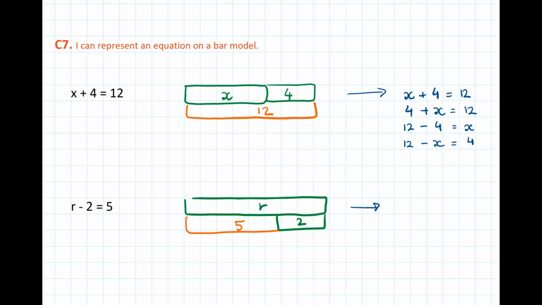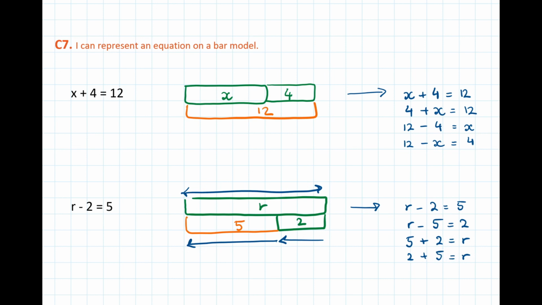With this bar model, we can start with that r take away 2 equals to 5. We can also see that r take away 5 will equal to 2. And we can look at the addition versions, which is 5 add 2 equals to r. And also that 2 add 5 equals to r. So these are all the number sentences we can write from these 2 bar models.